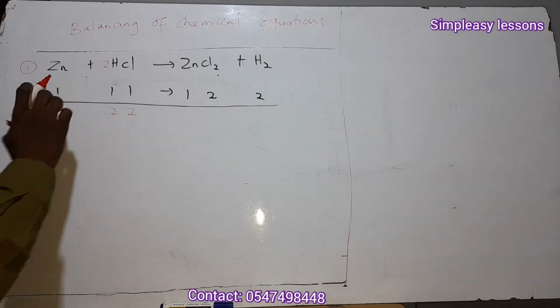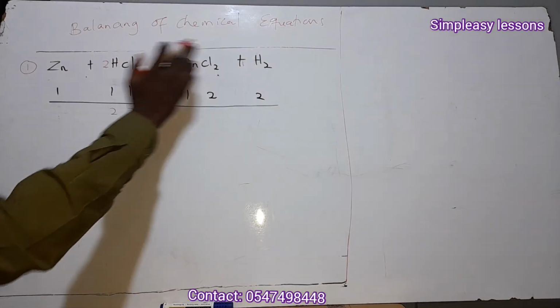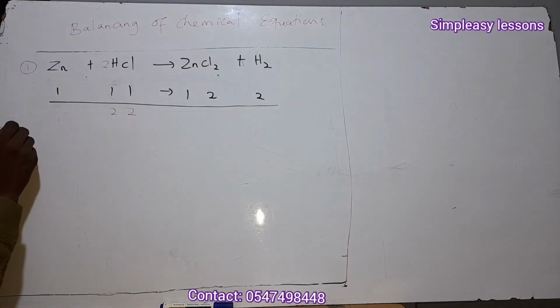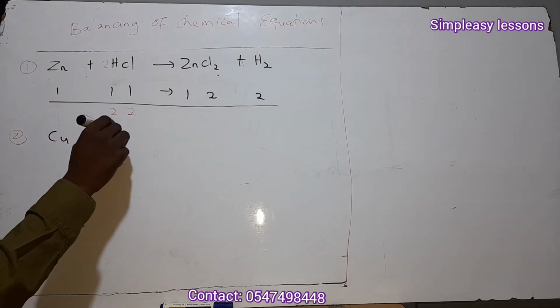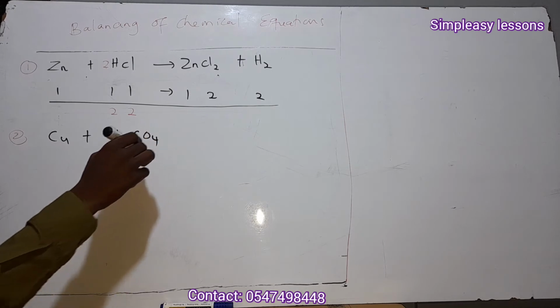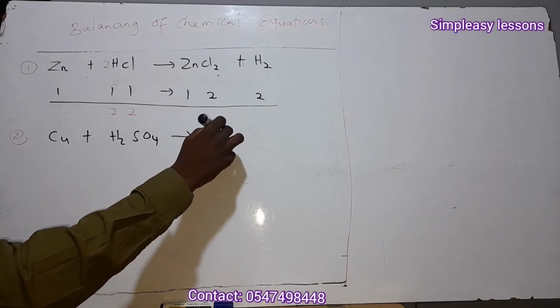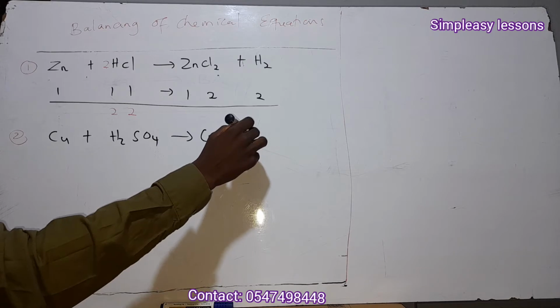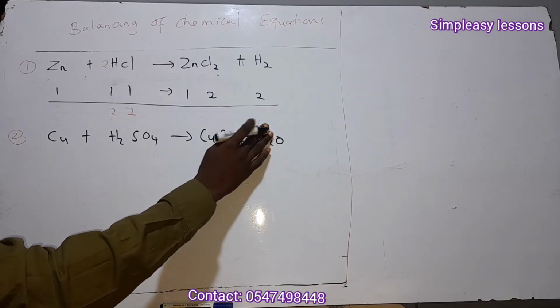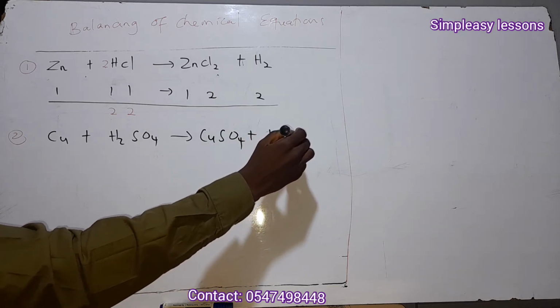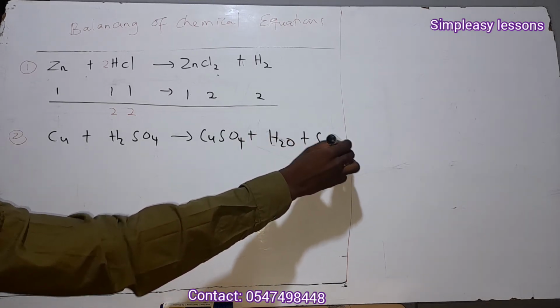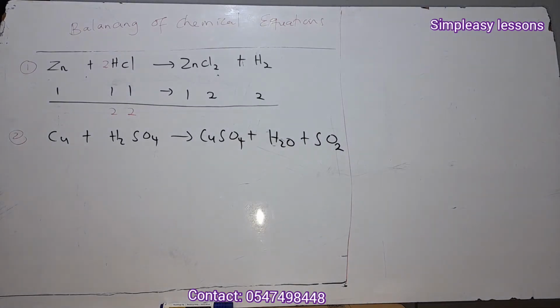Okay, so if at exam time you are presenting this particular one as your answer, this is your answer now. Let's go to the second equation and see. If you have an equation like copper, Cu plus H2SO4 gives CuSO4 plus H2O plus SO2. Now we have to balance this equation quickly.